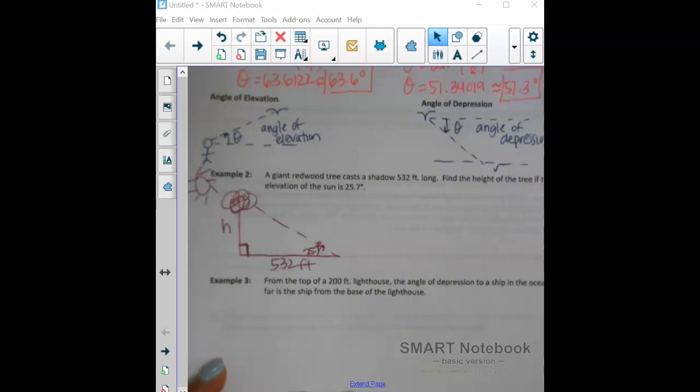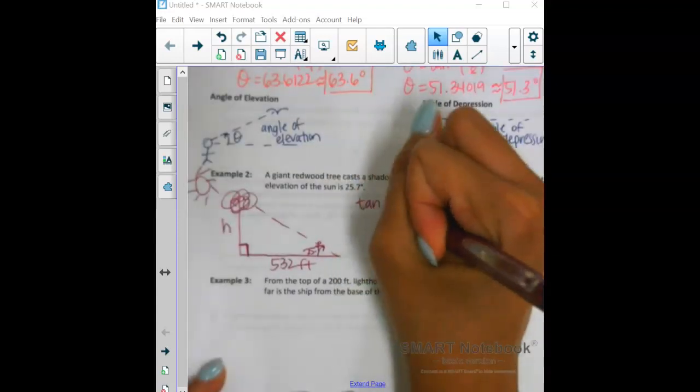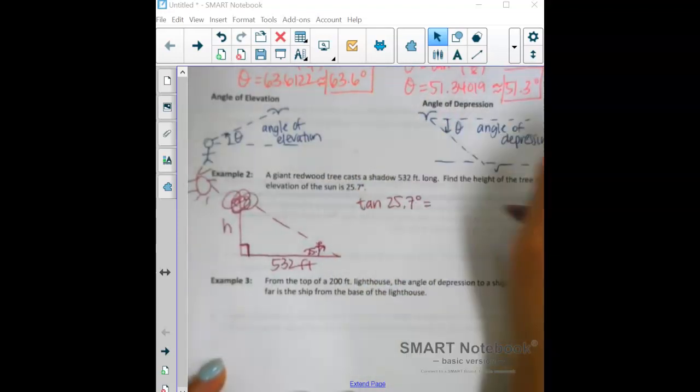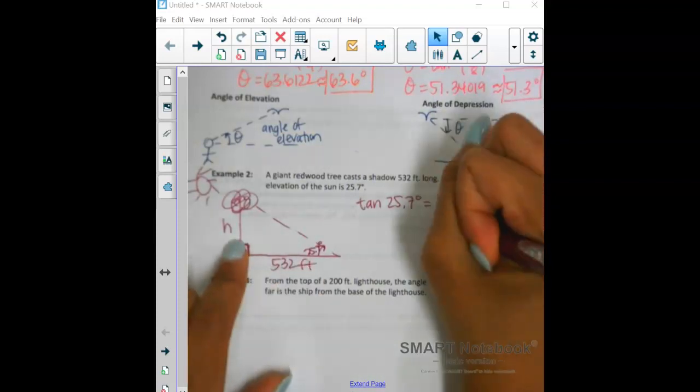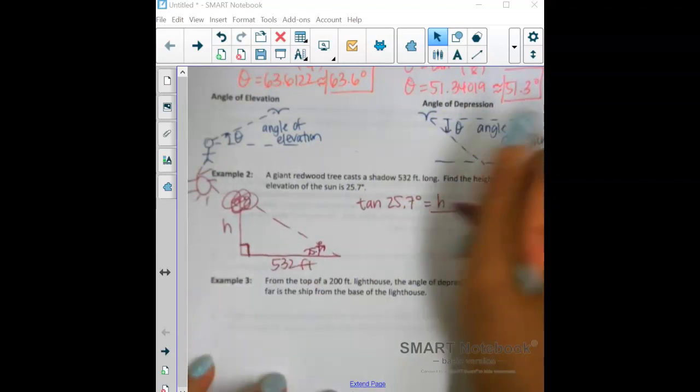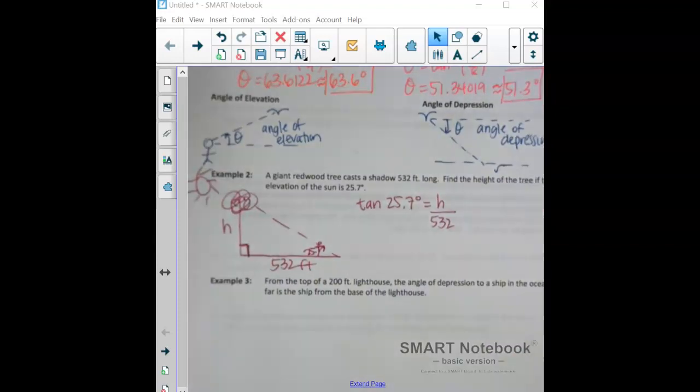Either have sine, cosine, or tangent. Do you have a hypotenuse for this? No, so let's use tangent. So let's use tangent of 25.7 degrees. That's going to equal the opposite side, which is h, over the adjacent, which is 532.